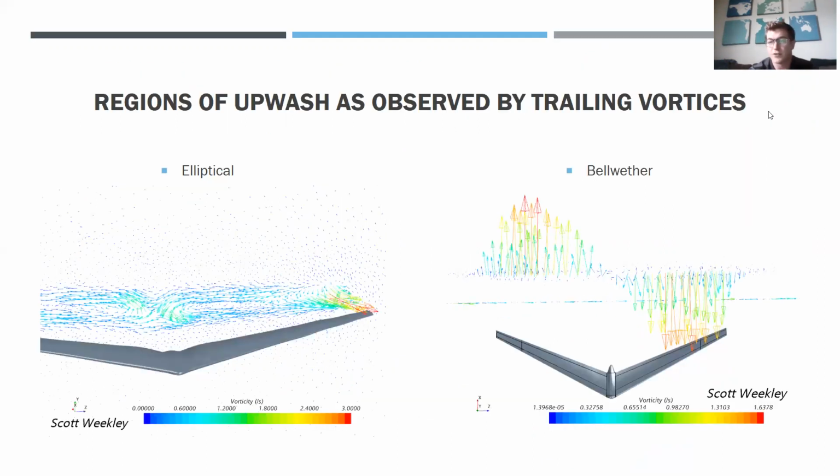And the CFD results show the same thing as observed by trailing vortices here. The figure on the left shows the elliptical lift distribution. What you're seeing is that at the very wingtip, you have the strongest vortex, and you're seeing that sharp region of upwash that is indicative of the region outside of that strongest vector indicated in red. And on the right, we have the Bellwether lift distribution, which is not as sharp. You see the vectors are a little bit more smooth. There's a little bit less of a gradient.